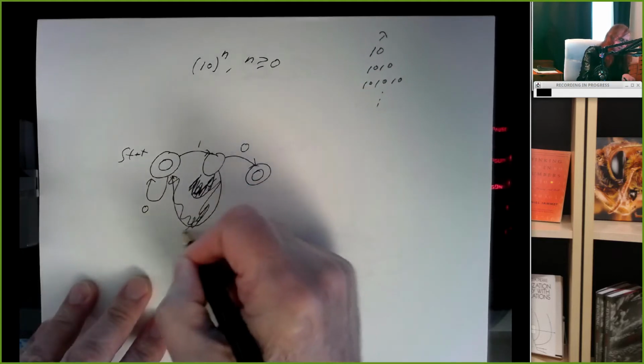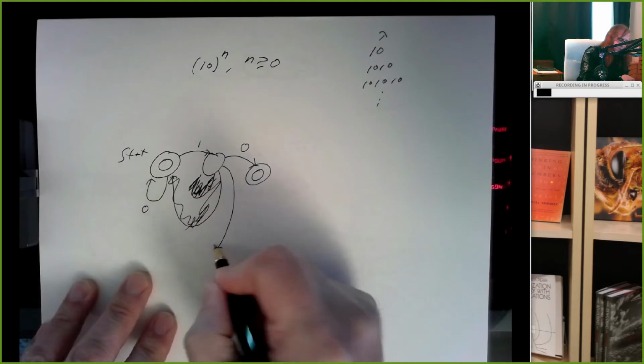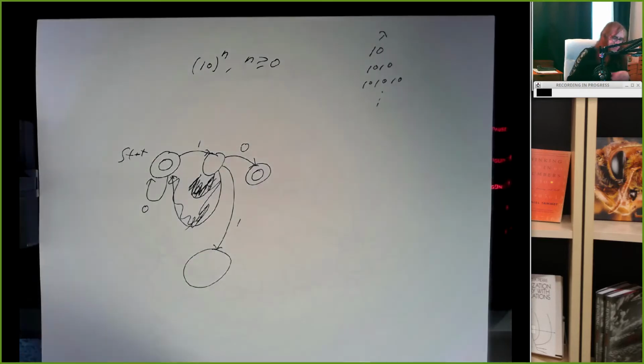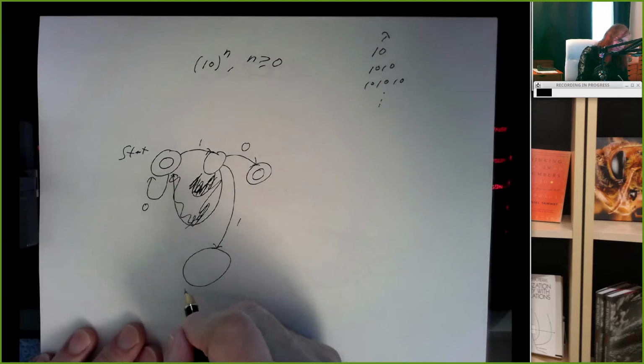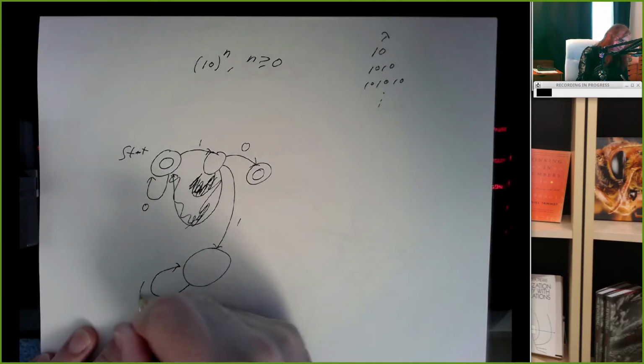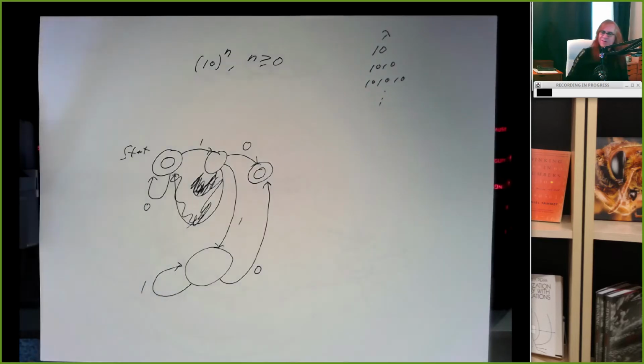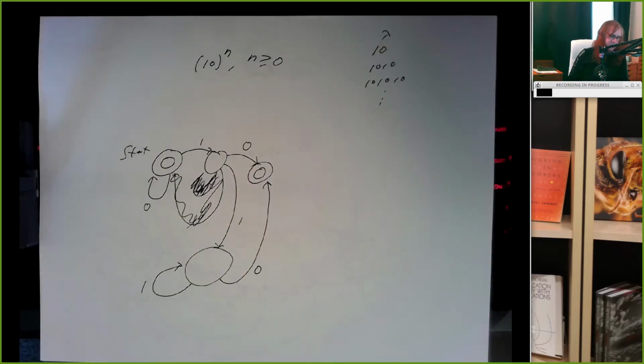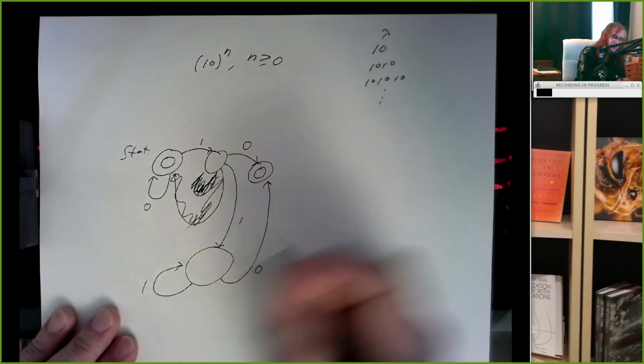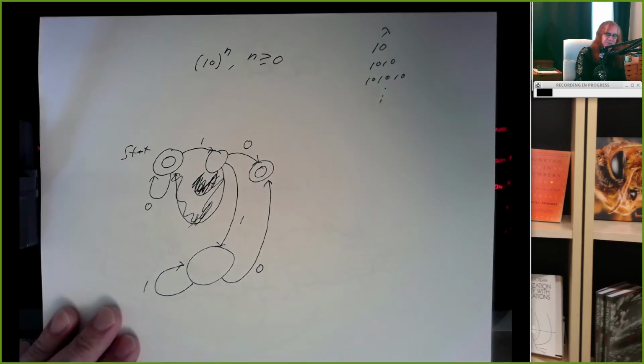So if we see a 1 and then we see another 1, that's going to go to a state that says we've got nothing. We've got a 1, we'd like to see a 0. So if we see another 1, we'll stay here. If we see a 0, now we've seen a 1 followed by a 0. And again, it depends what we want to do if we get an unrecognized string.